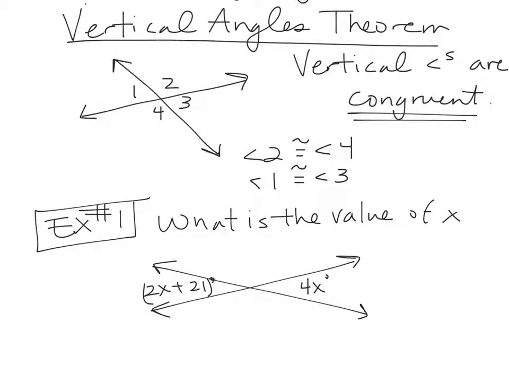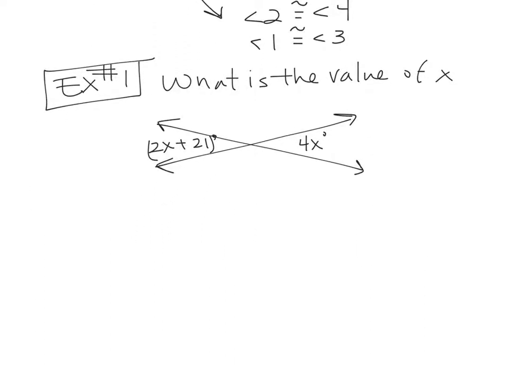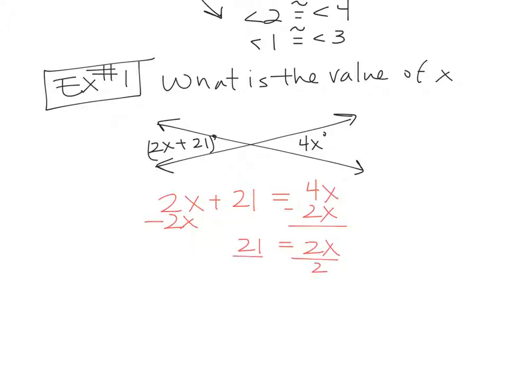Whenever you're solving for vertical angles, you're always setting things equal. So that would be 2x plus 21 equals 4x, and then you just solve. So take away the 2x. So you get 2x equals 21, divide by 2. So x is 10.5. So what if I wanted to know the measure of the angle?